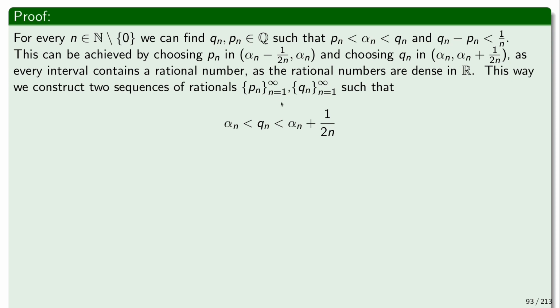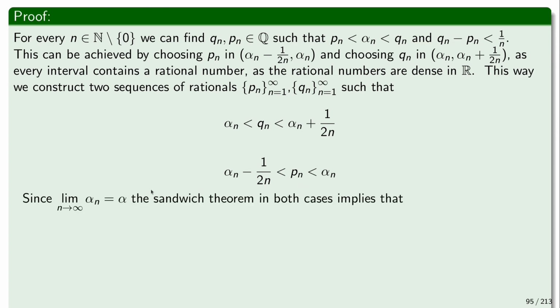Okay, so let's continue. Now this way we can construct those sequences. So this sequence Qn satisfies that it's between alpha n and alpha n plus 1 over 2n, and similarly for Pn. And now, since alpha n is convergent to alpha by the assumption, we're going to apply the sandwich theorem, and in both cases this would imply that the sequences Pn and Qn are convergent to the same limit alpha. That's quite obvious, because of those inequalities that we have over here, and the sequence alpha n converges to alpha, therefore Qn has to converge to alpha, and similarly for Pn.